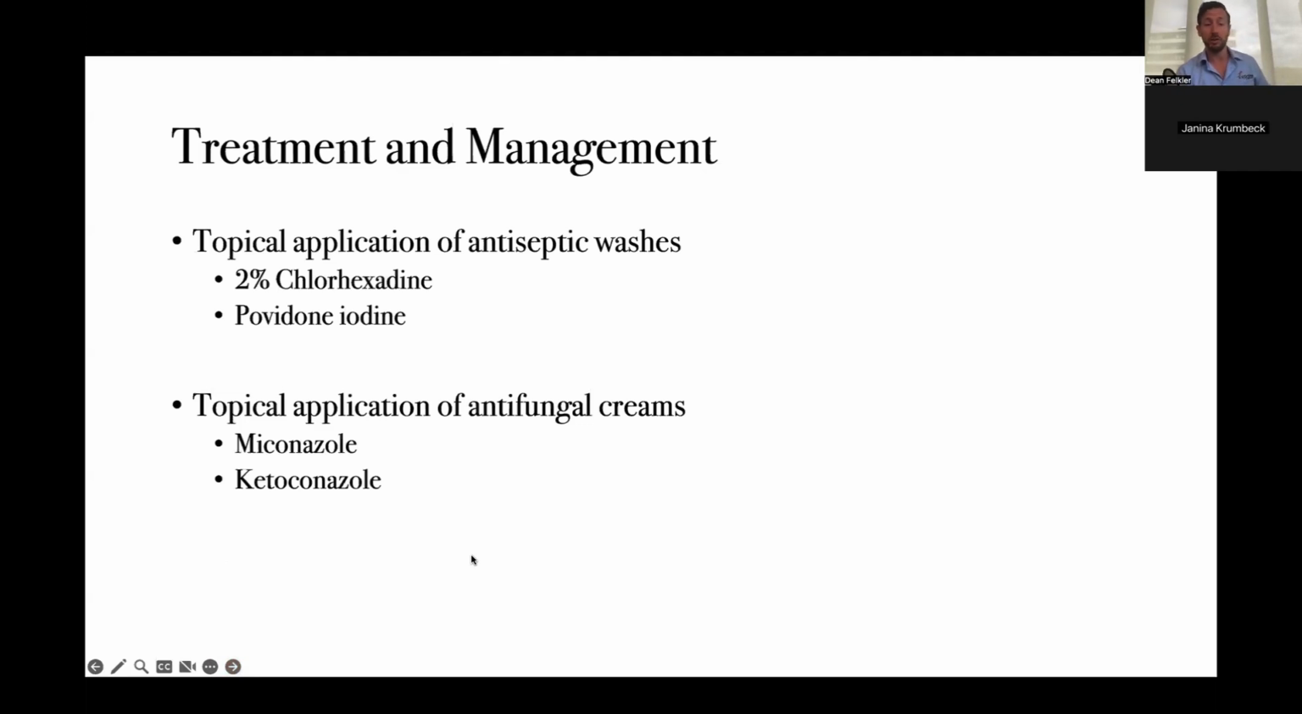I did mention some topical applications. Chlorhexidine or povidone iodine are good options, or you can apply antifungal creams as well.